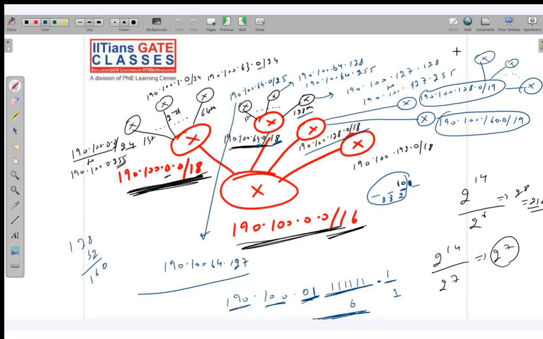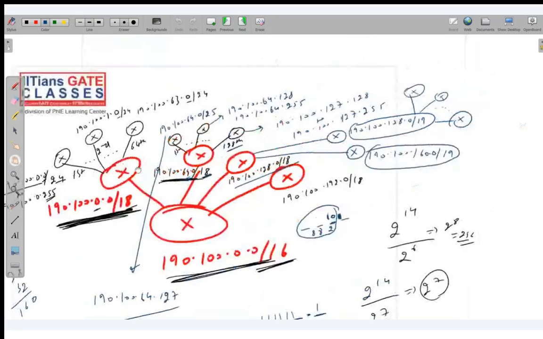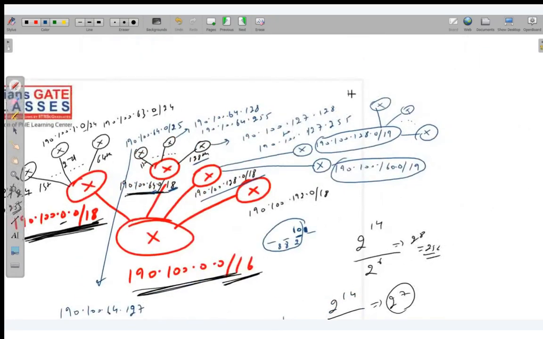So I will say the first organization's IP will be 190.100.128.0/26. And till what point will it go? 64 IP addresses, so till 128.63 and so on. So can you do it?